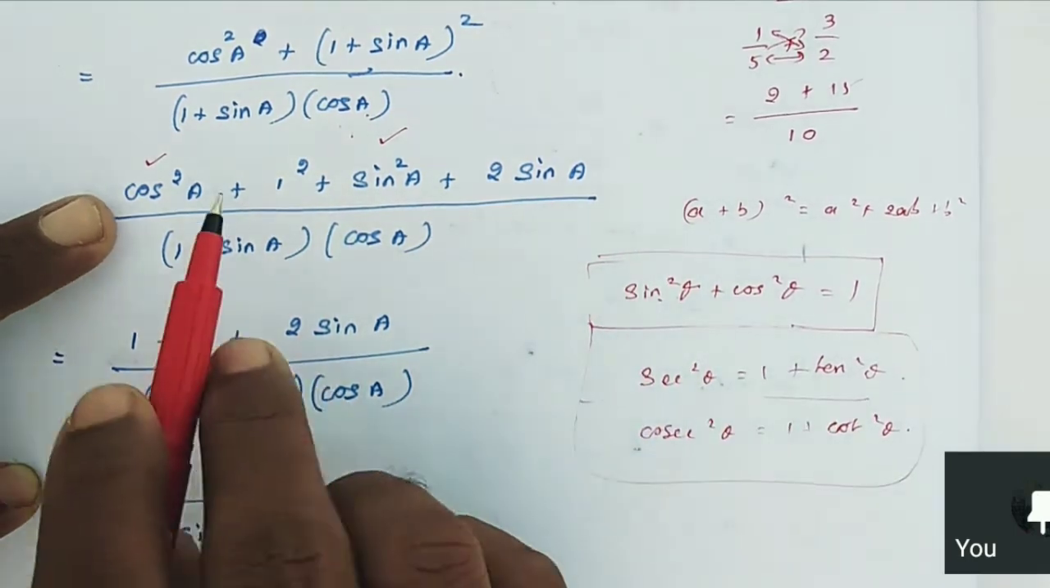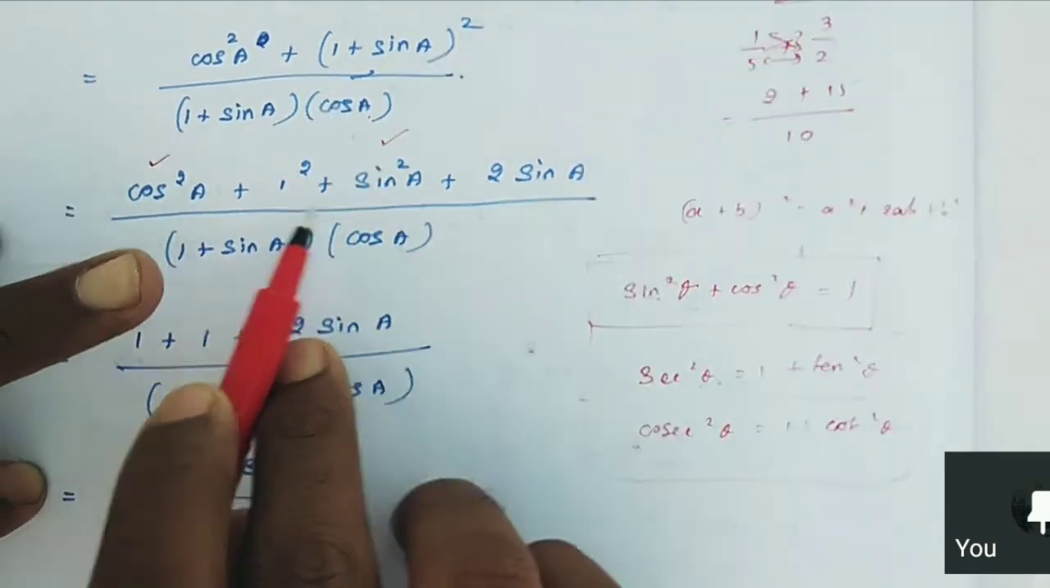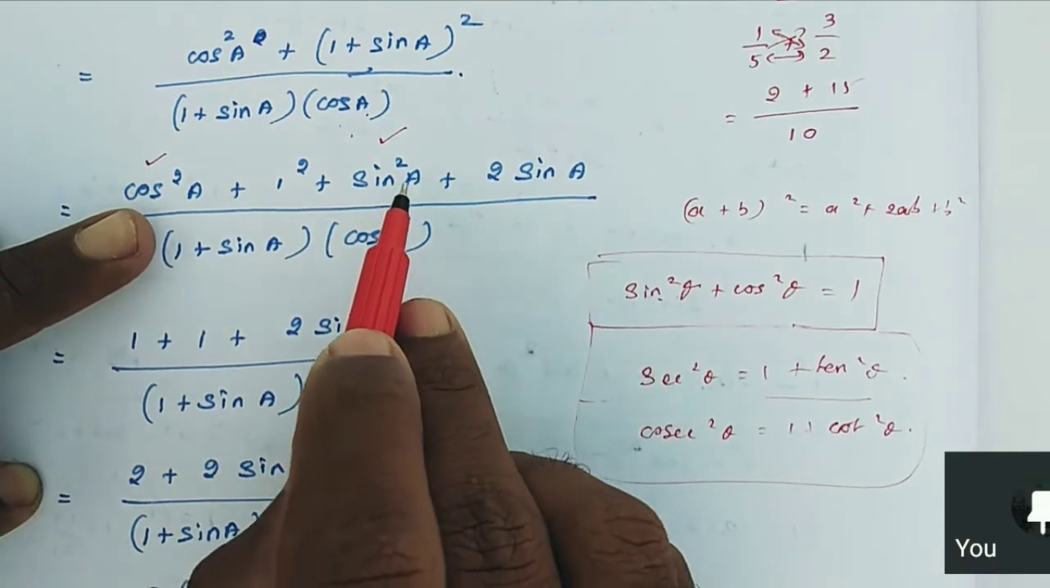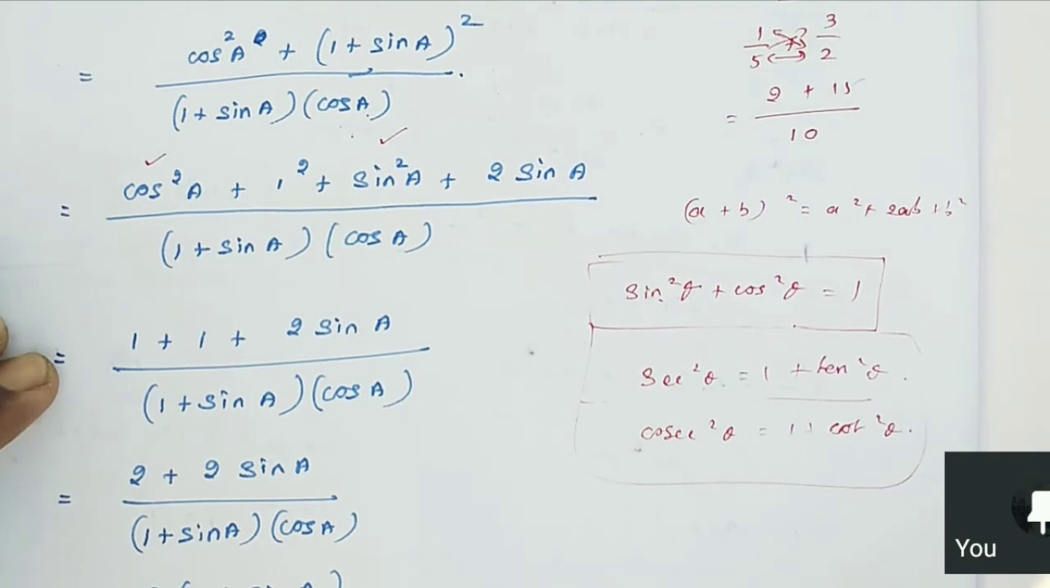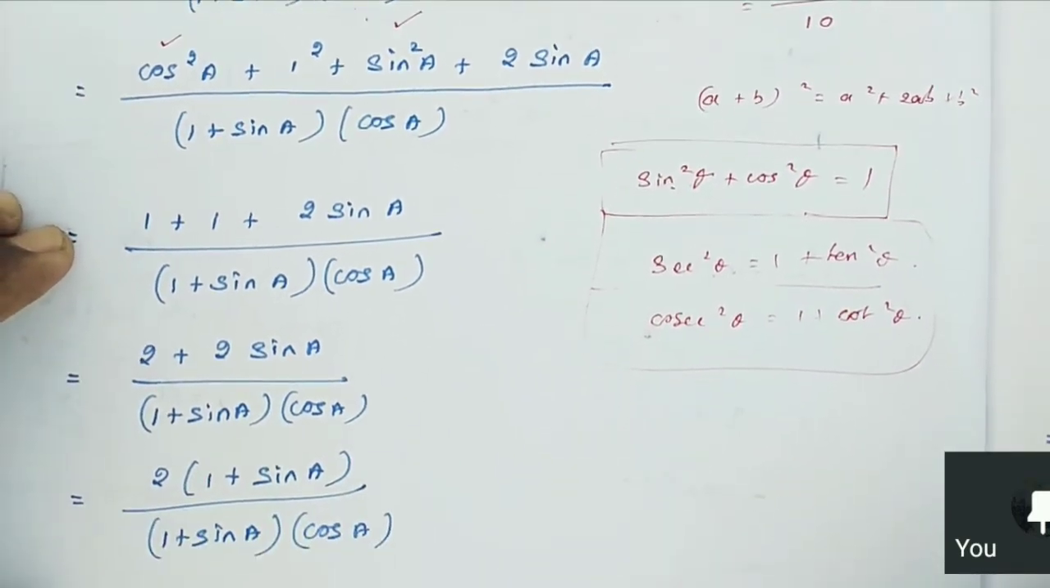That is the first one. Sine squared theta here, cos squared theta. So the sum of these two, sine squared plus cos squared, is equal to 1. So you can put 1. 1 squared is 1. Then 2 sine A. Are you clear?